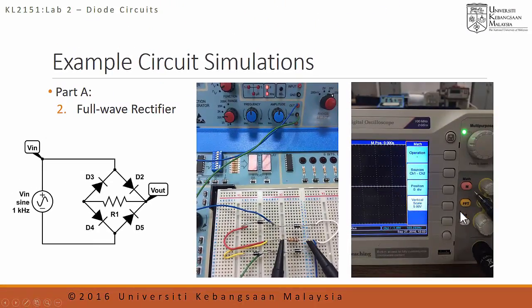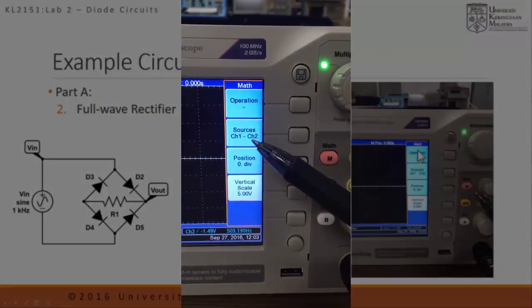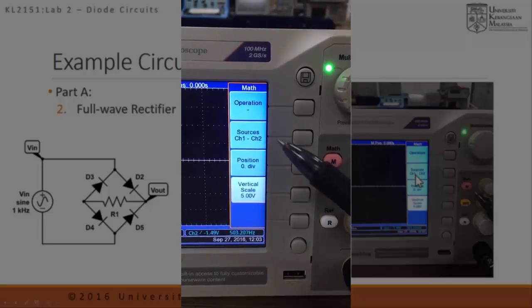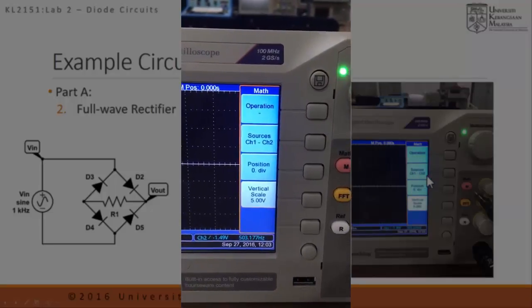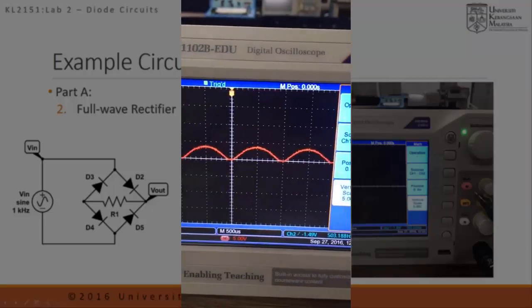Then on your oscilloscope, you can click math, do an operation, and then do an operation of one channel minus the other channel. And you should get the potential difference across the resistor.